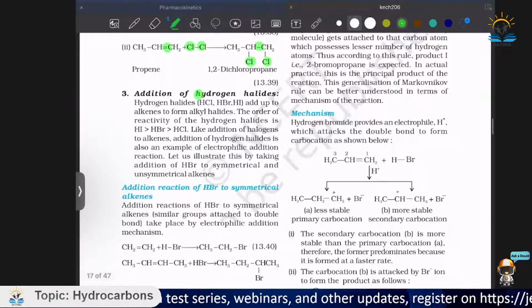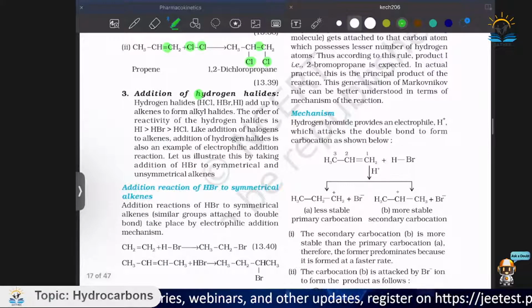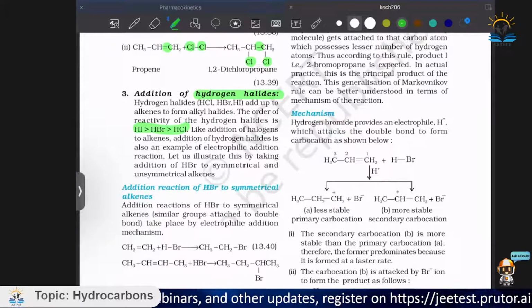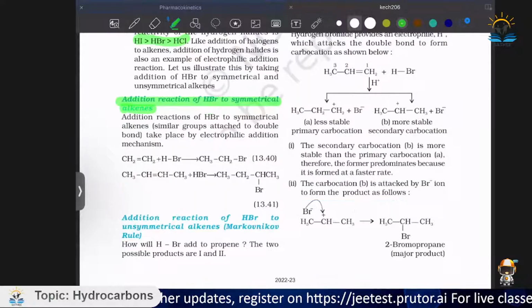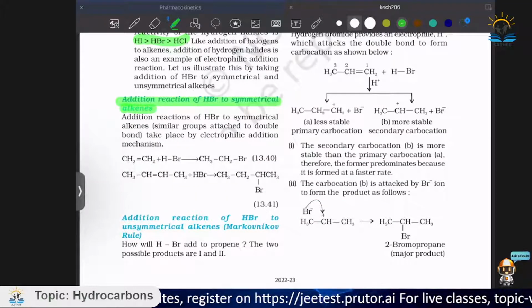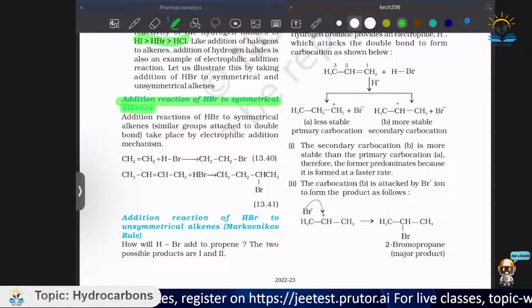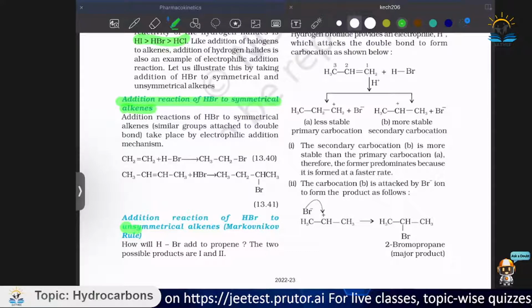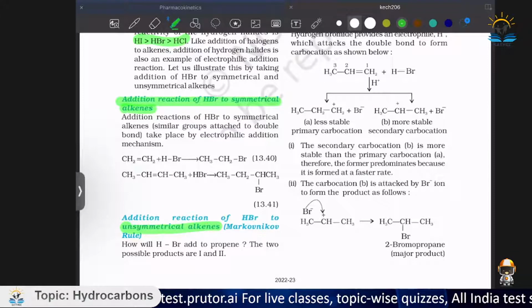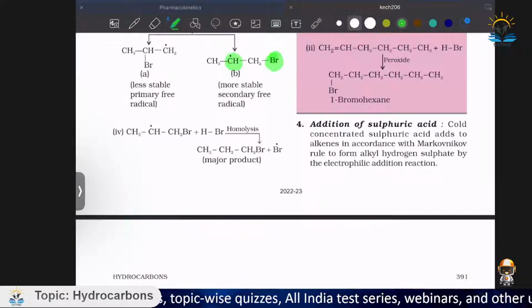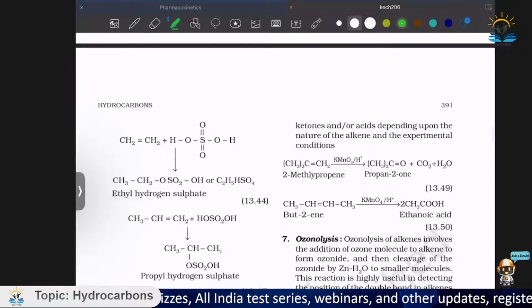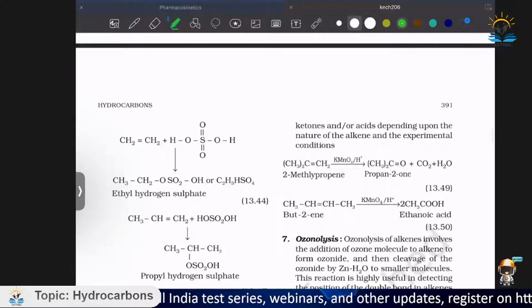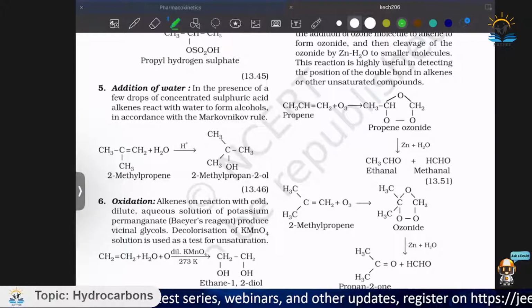With mechanism. First is how to add to unsymmetrical alkenes. What is the Markovnikov rule? Markovnikov gave a rule. When addition of water is there, with a few drops of concentrated sulfuric acid, you can add OH and H to the molecule.